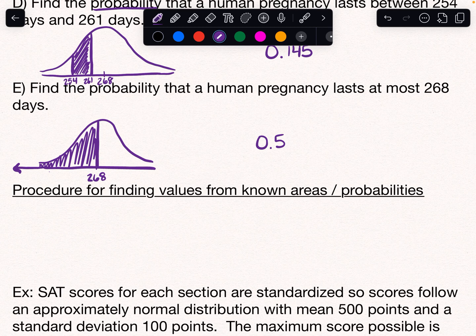So now we're kind of going in reverse. So I want to figure out the z-score or the data values from an area or a probability. So same thing. So step 1, I want to draw a density curve illustrating the data.